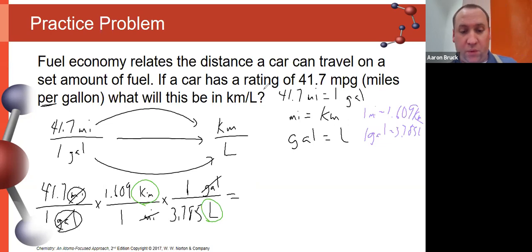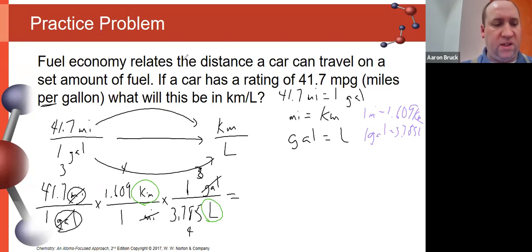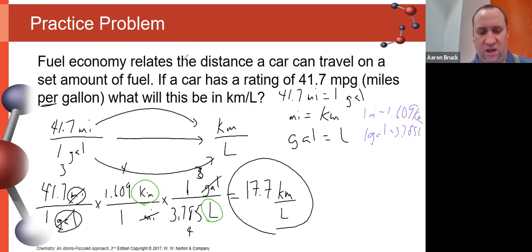And we get to 3 significant figures, 3 sig figs this time, because the ones here are all exact. So I've got 4 sig figs in this conversion, 4 in this one. I only started with 3. Weakest link tells me I'm going to need 3 then. 17.7 kilometers per liter is the resulting speed.